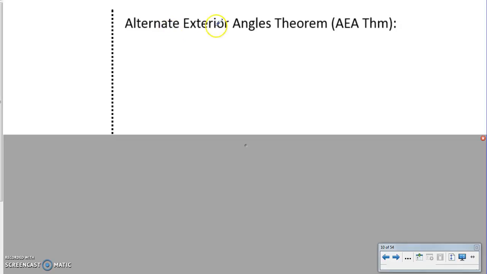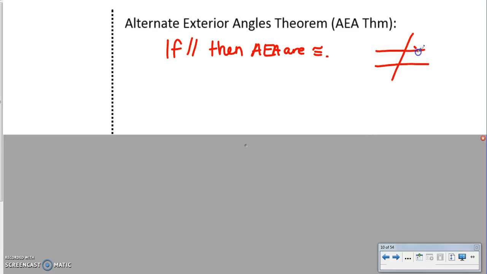The next one is the alternate exterior angles theorem. So again, this starts out saying if you've got parallel lines, then we can conclude that alternate exterior angles are congruent. So what that looks like is if you've got parallel lines and they're cut by a transversal here, if I had this angle here, 2 and 4 over here, these are alternate exterior angles. And if these lines are parallel, then I can conclude that angle 2 and angle 4 are congruent to each other. That's what this theorem says. And again, you can only do that if these lines are parallel.